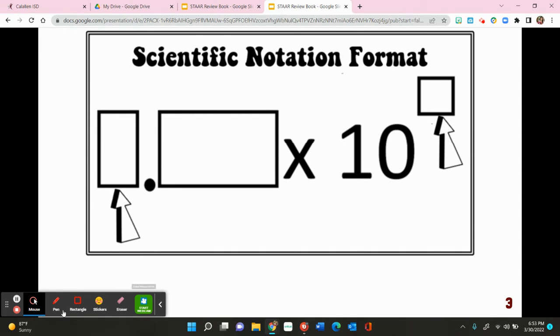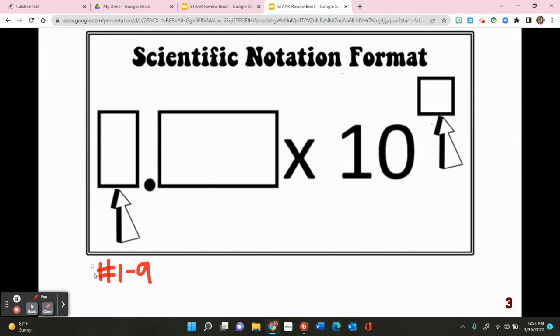Here, the number in front of your decimal has to be a number that is 1 through 9. Notice how I did not include the number 0, and I also did not include numbers that were larger than 9, like 10, 50, 100. This has to be a single digit. So again, that means only one number in front of the decimal. Again, that number has to be 1 through 9.